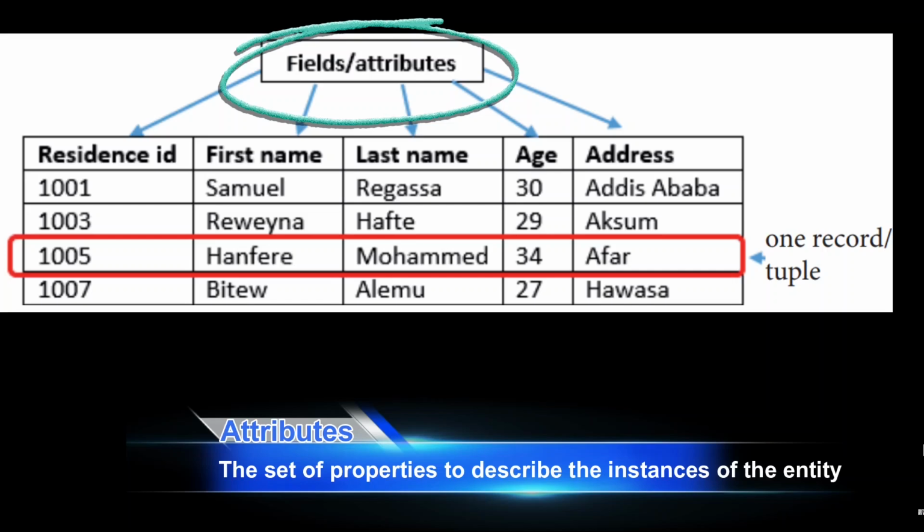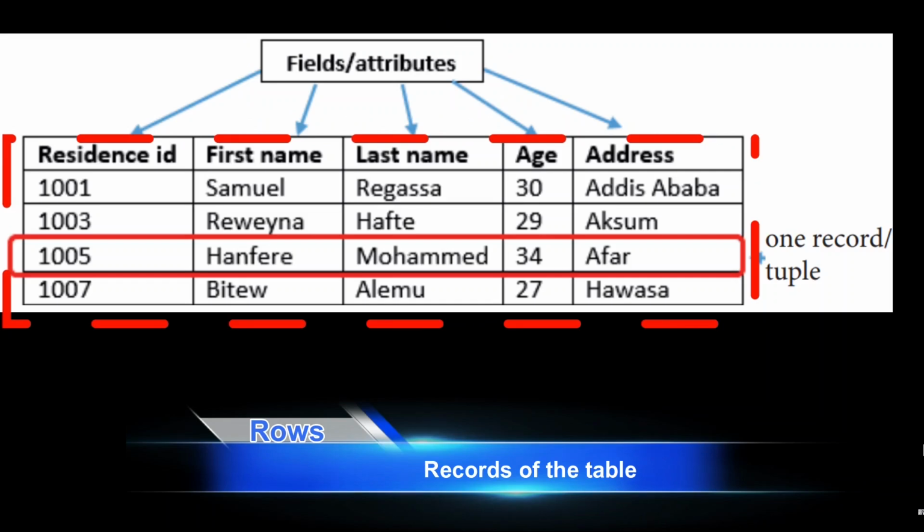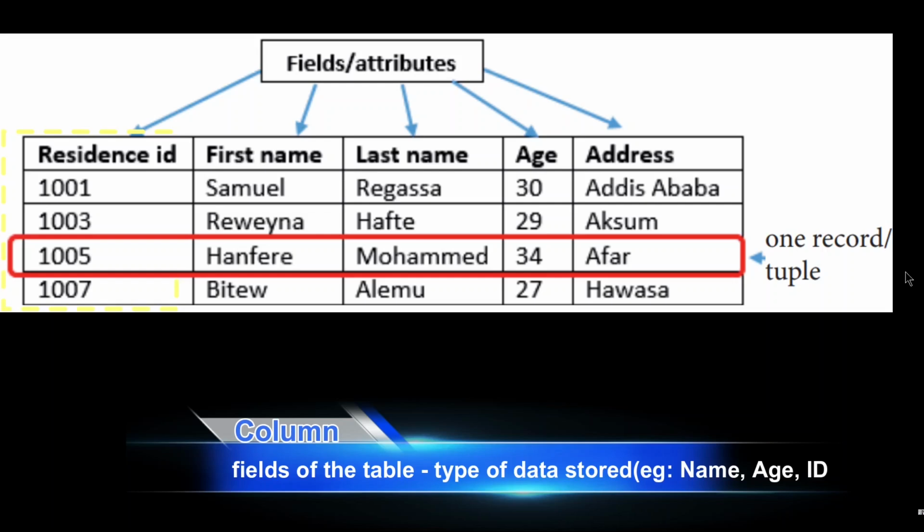So fields or attributes are the instance of the entity. This is a record of the table, so rows are records of the table. These are the rows of the table. This is a column of the table, or the fields of the table. This shows the type of data stored, maybe name, age, ID, or whatever it is. A column is also called an attribute. It is a vertical field in the table that stores only one type of information for all records, such as name, age, and ID. Each column represents one characteristic of the entity.